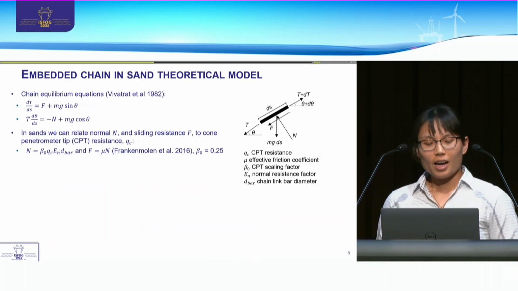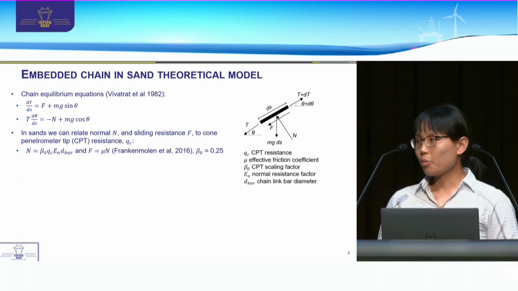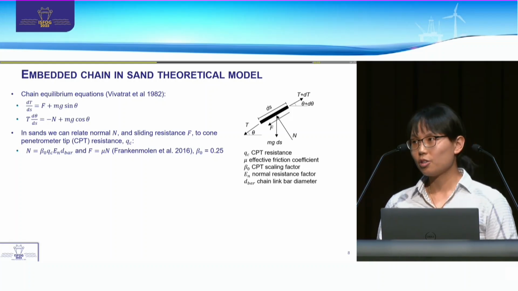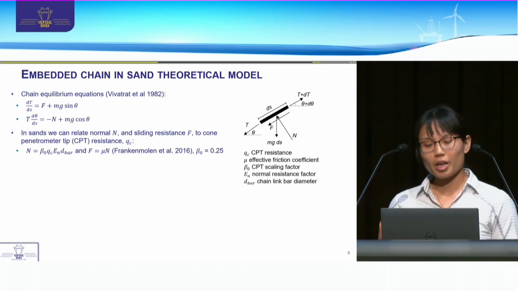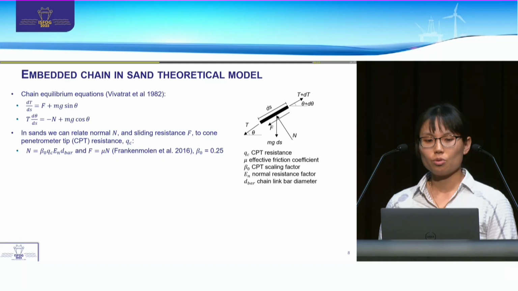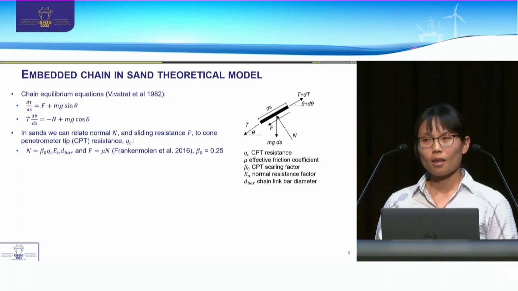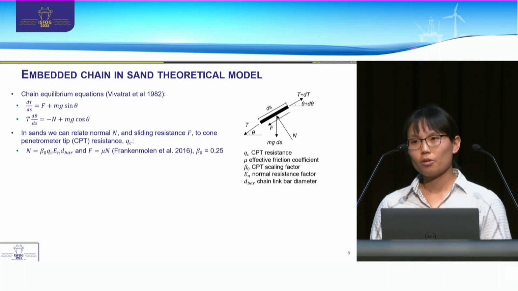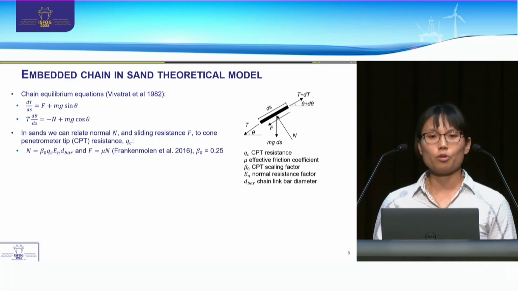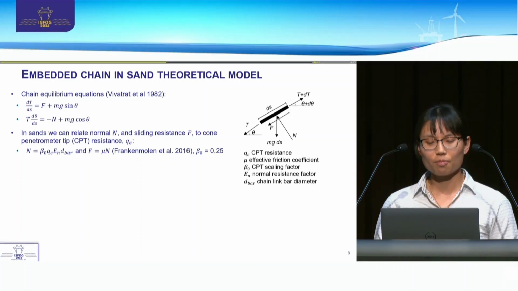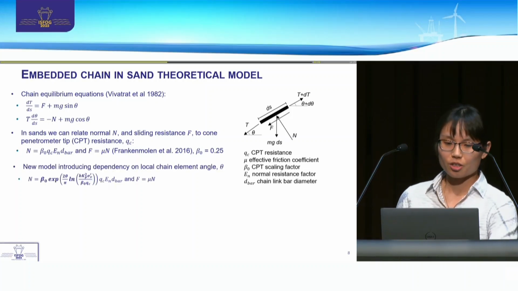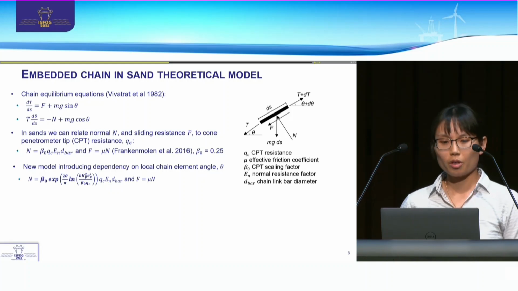So, analytical chain equilibrium equations do exist to describe the embedded chain response. And in sands, we can relate the normal and the sliding resistance to the cone penetrometer tip resistance, as you can see defined in these equations here. But what we found was that we weren't fully able to replicate the centrifuge results that we measured by using this formulation. So we developed a new formulation where we introduced the dependency of the normal and the sliding resistance of each chain element on the local chain element angle. And you can see the formulation here.